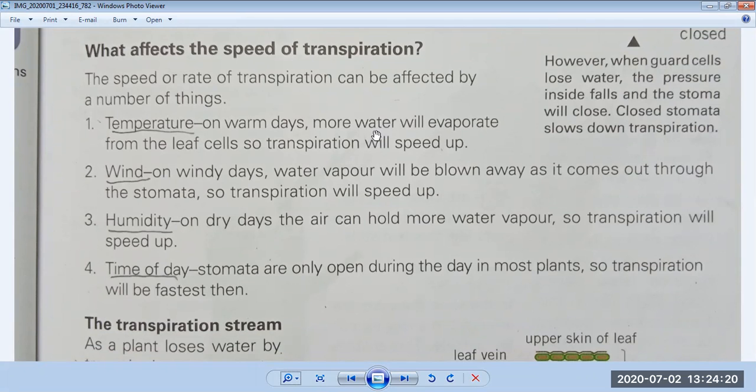Definitely, leaves will discharge the extra water as a metabolic waste, so all water will be transpired, will evaporate in the air, so that its reaction will speed up.